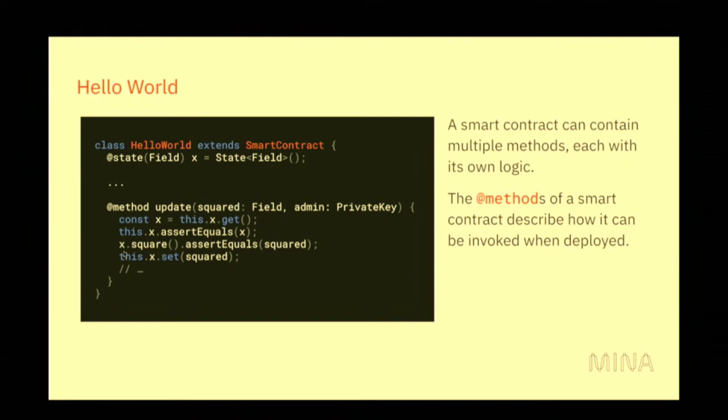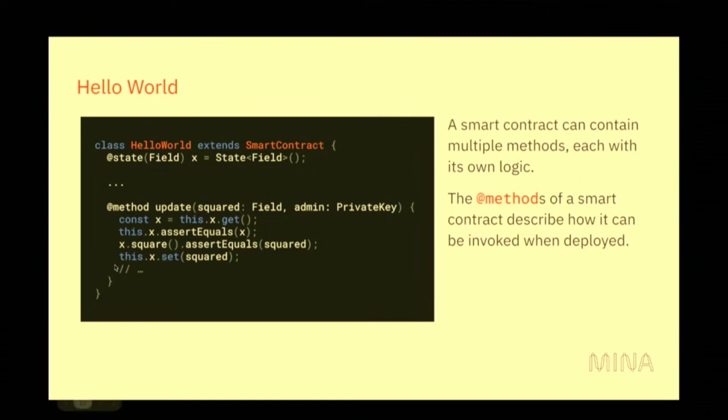And then we take x and call the square method, which is built into the field type. And then we assert that it's equal to squared, and squared is the thing we pass in. So if we don't pass in the square of x, we just can't generate a proof, and you won't be able to send a transaction to Mina. And then we take x and set it equal to squared. So we set this state variable x equal to the squared value that we passed in.